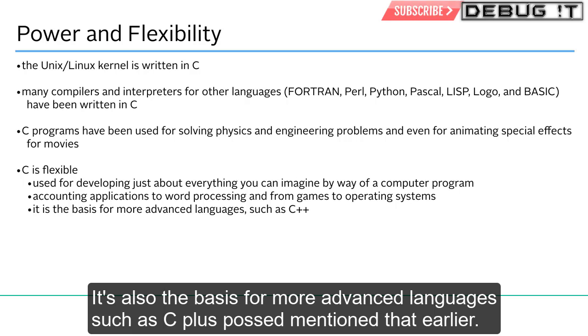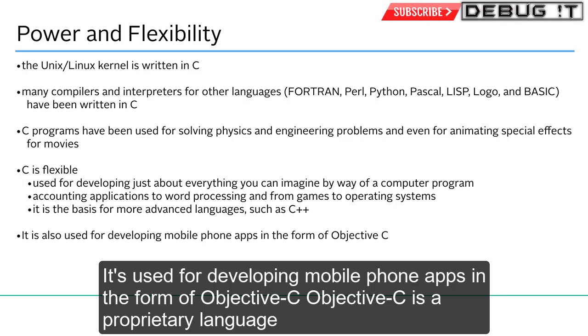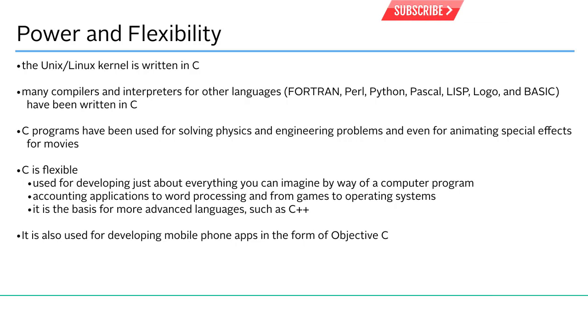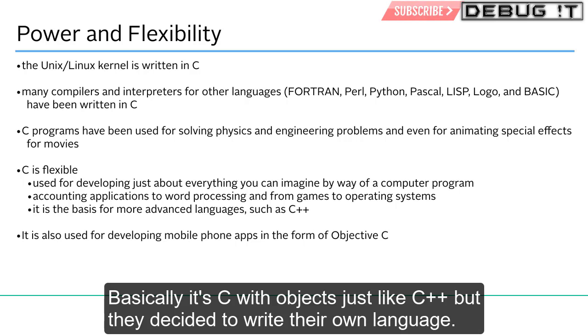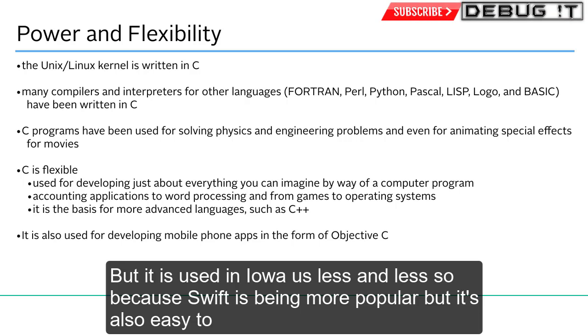It's also the basis for more advanced languages such as C++, mentioned that earlier. It's used for developing mobile phone apps in the form of Objective-C. Objective-C is a proprietary language by Apple. Basically, it's C with objects, just like C++, but they decided to write their own language. But it is used in iOS, less and less so, because Swift is becoming more popular.